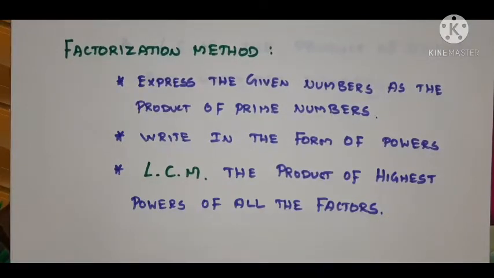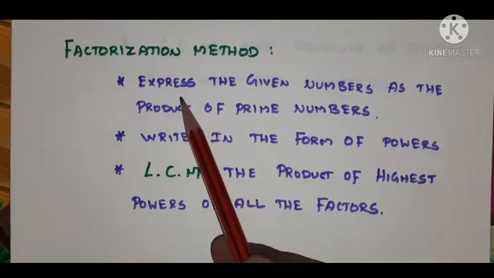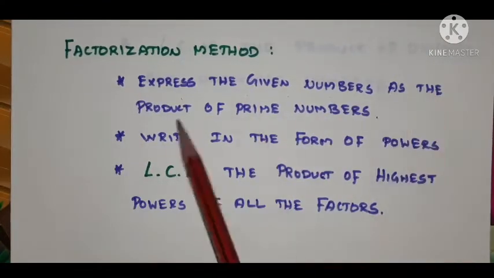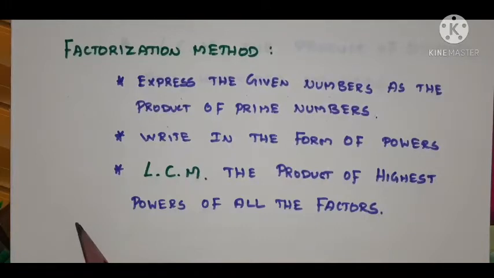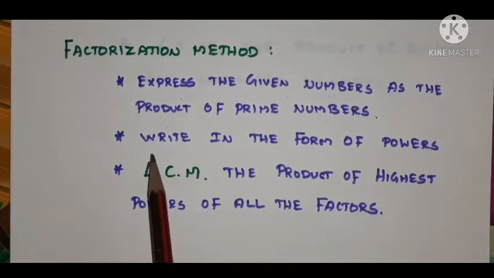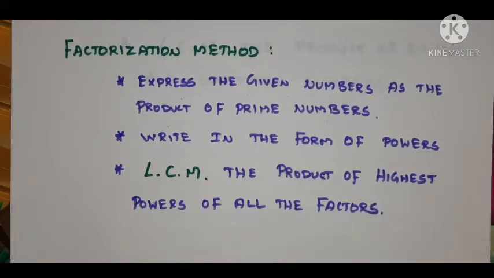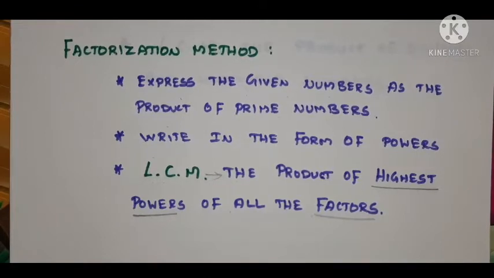The first step to find the LCM by the factorization method is to express the given numbers as a product of prime numbers. So we should identify the prime factors of the given numbers and express them. Second step, write in the form of powers, as in HCF, right? The third step is much more important. LCM can be identified as the product of the highest powers of all the factors.